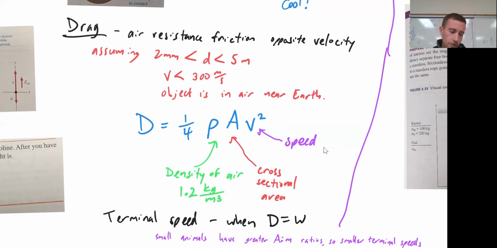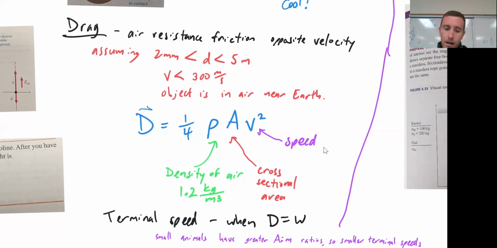All right. So this equation says that the force of drag is equal to 1/4 times the density of air, and the density of air is 1.2 kilograms per cubic meter, times the cross-sectional area of the object. So that could be a circle, it could be a square, it could be a rectangle. It could be a weird hand shape. You could use a variety of different equations to find the area, but you want to find the cross-sectional area that's touching the air. And then times the speed squared.